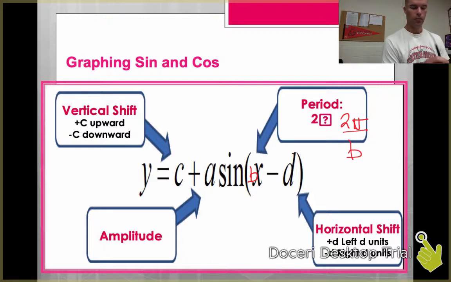And then finally, we have a horizontal shift. Now, anytime you have a parentheses, you think opposite. So if that's a minus d, we're actually going to go to the right d, that many units. If it's a positive d, we're going to go to the left, that many units.